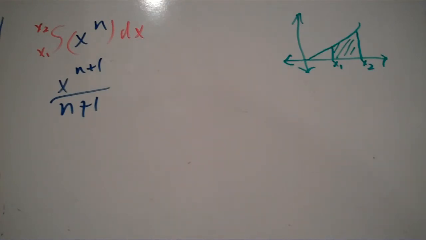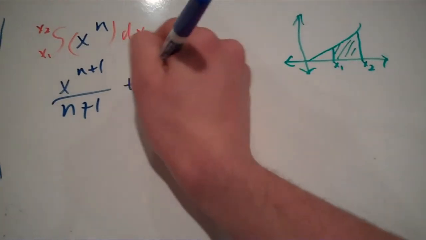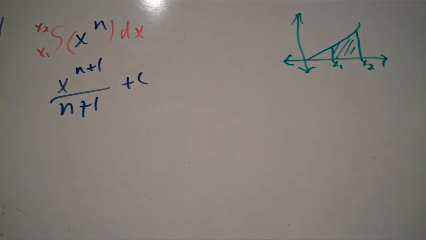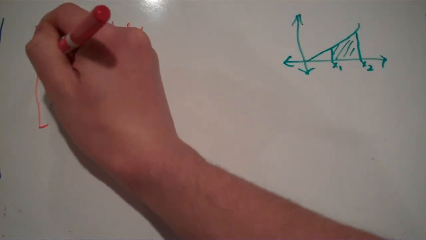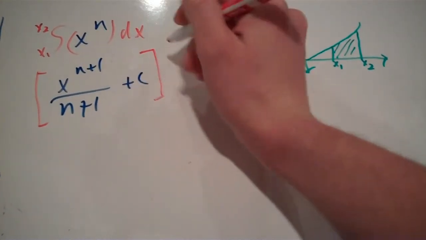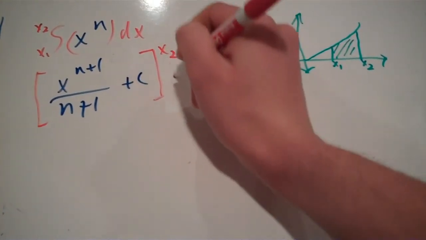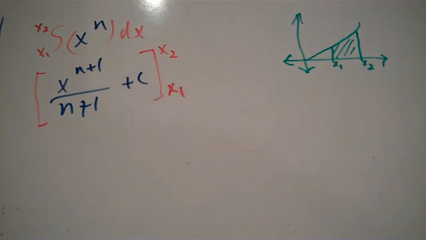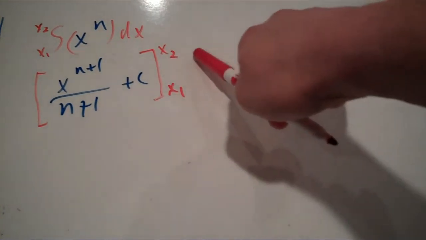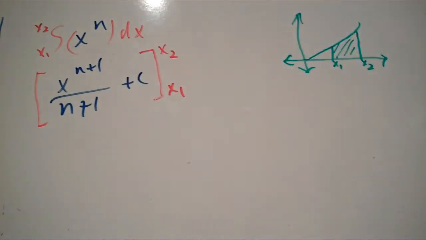Additionally, for definite integrals, you actually don't need to add the c. However, to explain why you don't need to add the c, I'm going to add the c in anyways. Now, the next step for definite integrals is we need to put brackets around our newly integrated equation. And we're going to put then the limits off to the right. So now the next step here is to plug our limits into the variable.